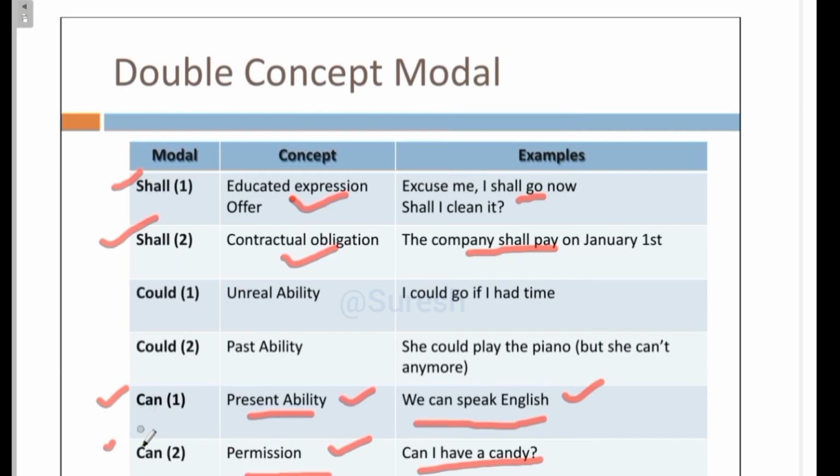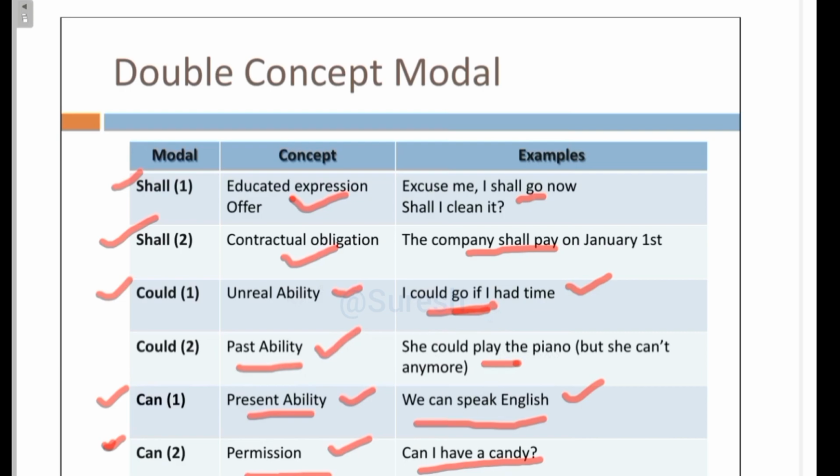And the second one is permission. Can I have a candy? Can I have a chocolate? Right? Asking permission in an informal way, right? In an informal way, that is actually, when you use may instead of can, it is a formal way. See, could now, unreal ability, which is not real. I could go if I had time. See, an if condition is there. I could go if I had time, but there is no time, right?